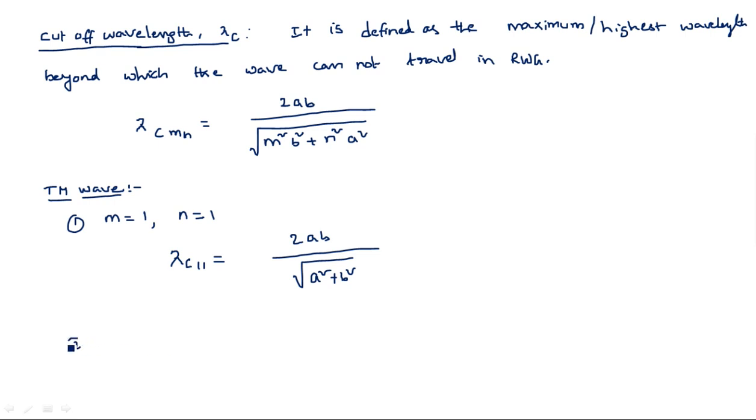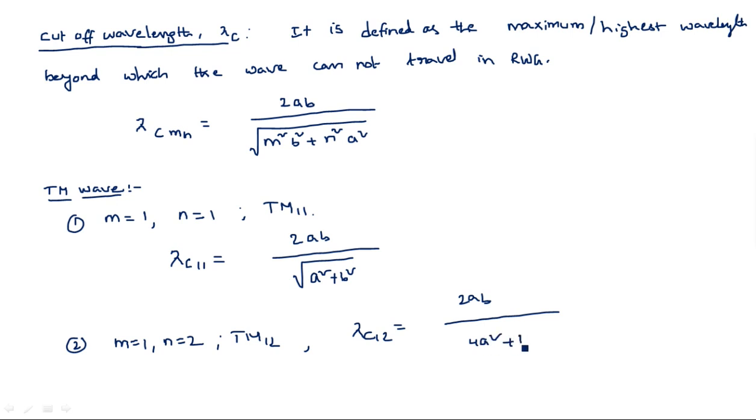Similarly, for the second case, if it is 1 1, that is the TM 1 1 mode. Next, let us consider m is equal to 1, n equal to 2, that is TM 1 2. So lambda c 1 2 is equal to 2ab divided by the square root of 4 a square plus b square. This is lambda c 1 2.